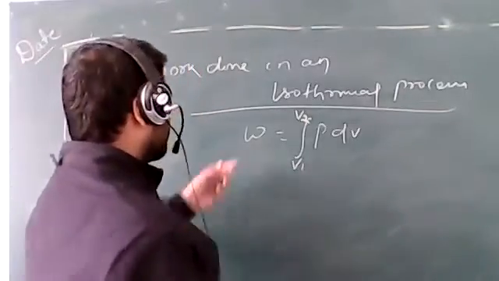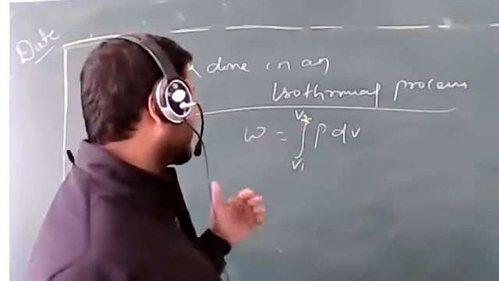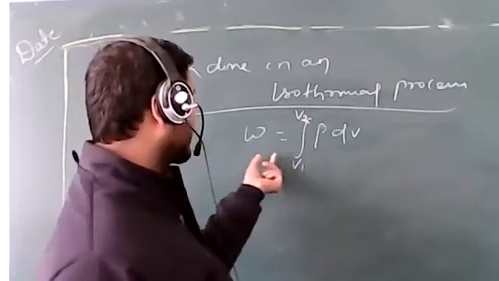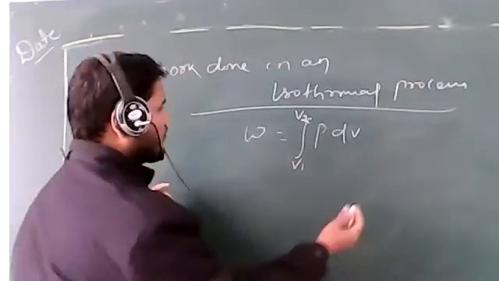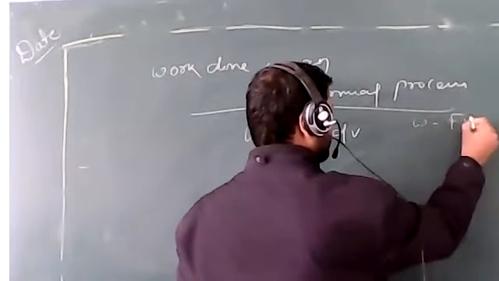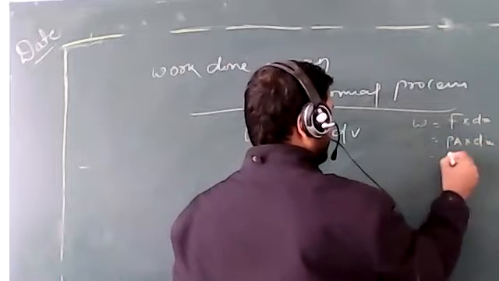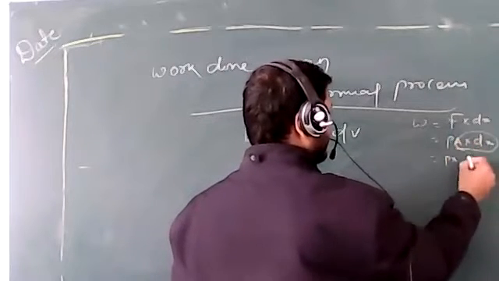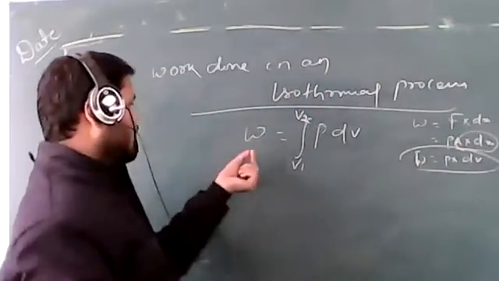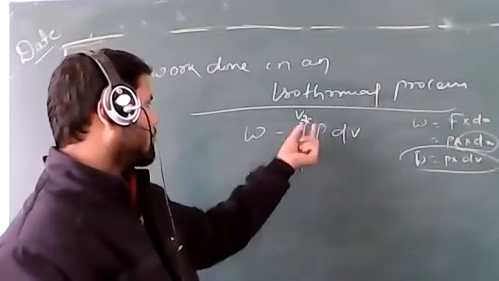For the isothermal process, where the temperature remains constant throughout, how can you find out the work done? We already know the formula: work done equals PdV. How does it become PdV? W equals force into displacement. Force equals pressure into area, and area into displacement is dV. So W equals PdV, which we have written here as the integral of PdV from volume V1 to volume V2.